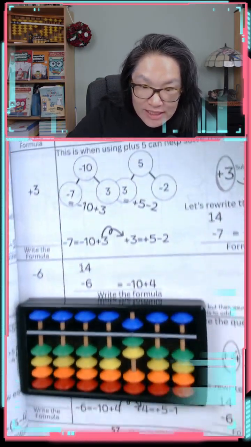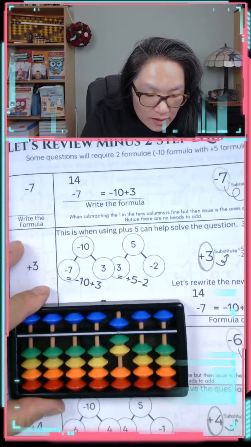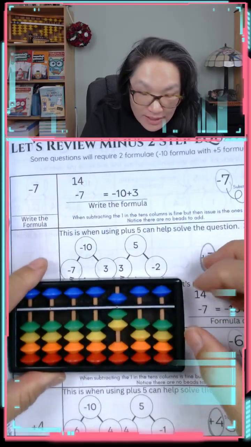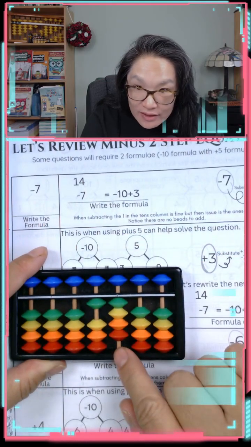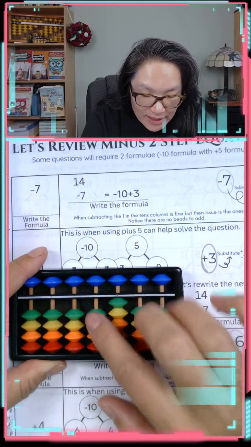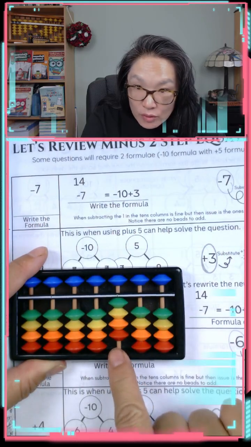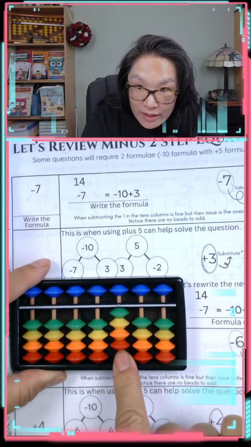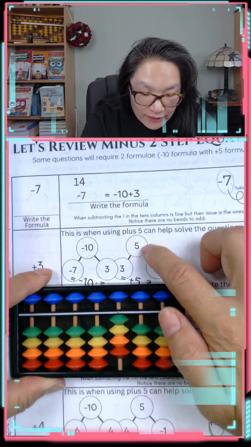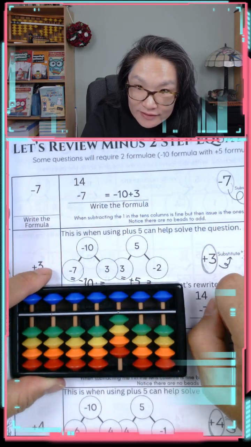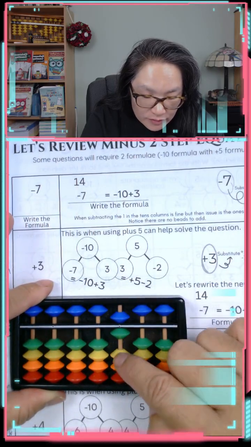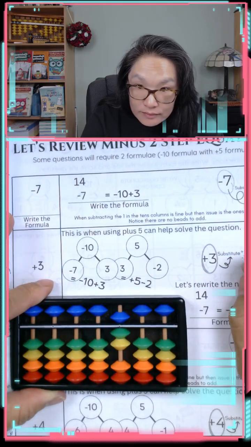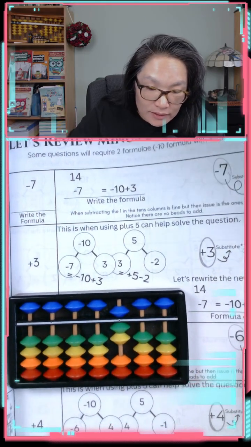We can do 16. Because there's a 4 there? Yes, exactly. So if I had 14, take away 7, I take away the 10 plus the 3. There's no more room to plus the 3, right? So I have to utilize this 5. So we have to plus the 5, take away the 2. We can do it again, right?